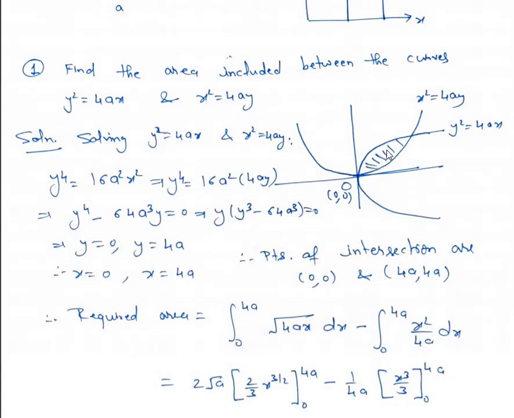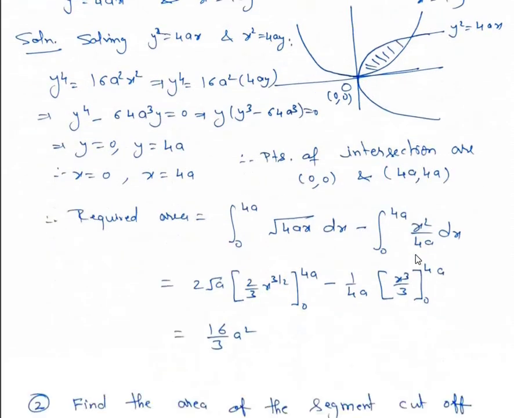Now because we have to find out this area, we'll find out this complete area and then subtract this portion. So therefore required area is integral 0 to 4a. Now what is y for this parabola? Y from this parabola is under root of 4ax dx, minus integral 0 to 4a. Now for this parabola, what is y? Y is x square upon 4a dx.